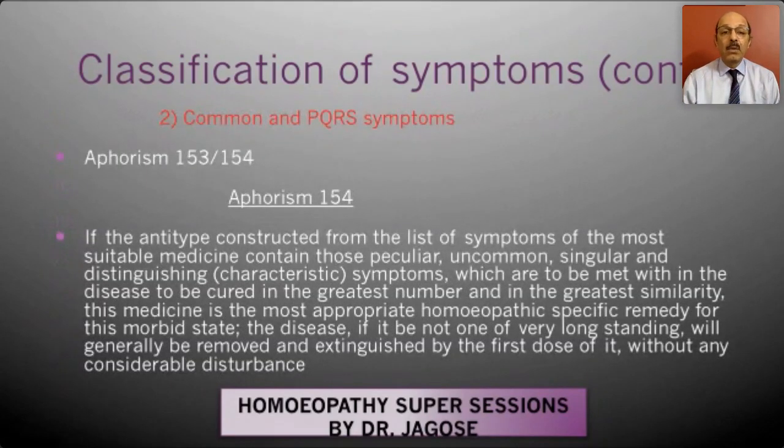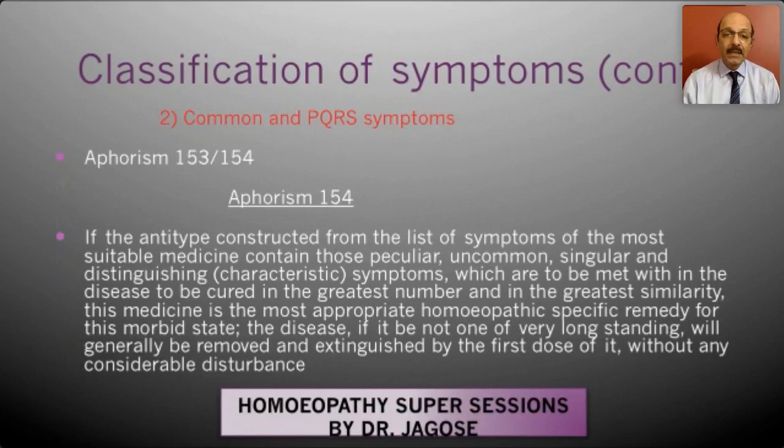Now, common and PQRS symptoms, aphorism 153-154. Aphorism 154 says, if the antitype constructed from the list of symptoms of the most suitable medicines contains those peculiar, uncommon, singular, and distinguishing characteristic symptoms which are to be met in the disease to be cured in the greatest number and the greatest similarity, the medicine is the most appropriate specific remedy for the morbid state.